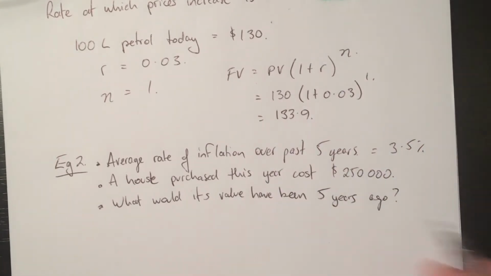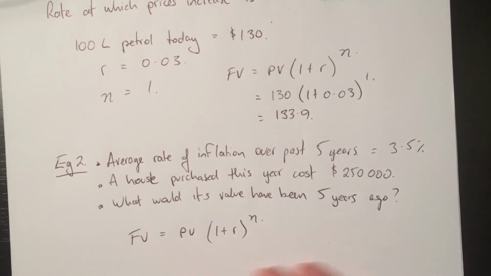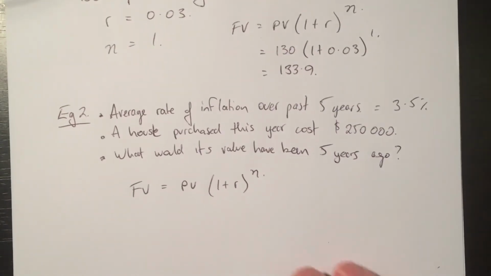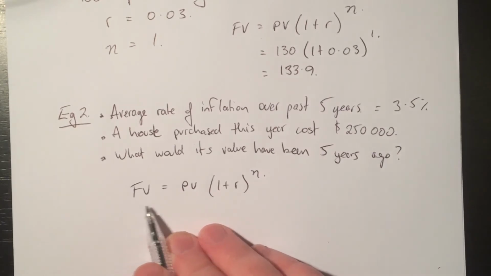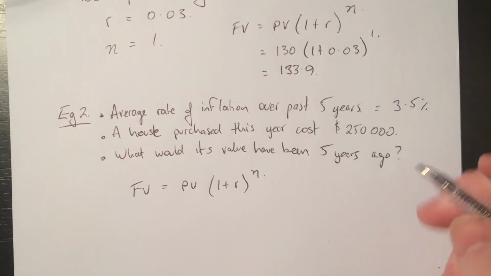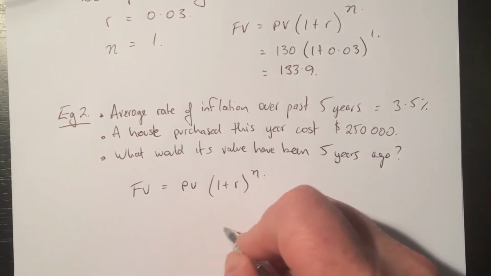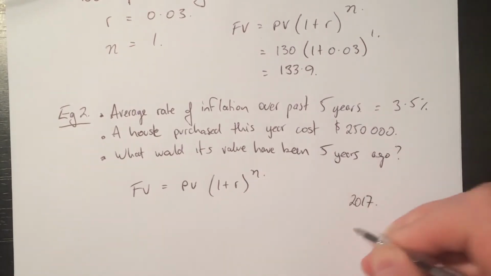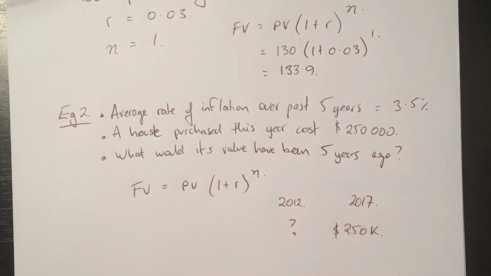We can use our inflation formula to calculate what that value will be. When we're using this formula, it's really important to understand which is the future value and which is the present value. In this case, we've got a timeline in effect. We've got the 2017 price of $250,000, and we're trying to find out what the 2012 price is. Now we need to work out which of these prices is the present value and which is the future value.